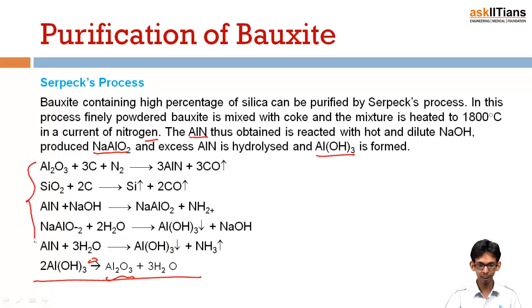So these are the reactions basically, and the chief reaction is that bauxite reacts with coke and nitrogen to form AlN and carbon dioxide. The rest are the reactions of impurities, and this AlN is dissolved in water to form aluminium hydroxide, and this aluminium hydroxide is heated to get our bauxite back, which is pure. This was impure, this is pure now. So this was another process for purification of bauxite.